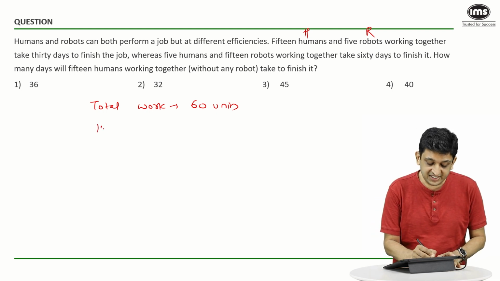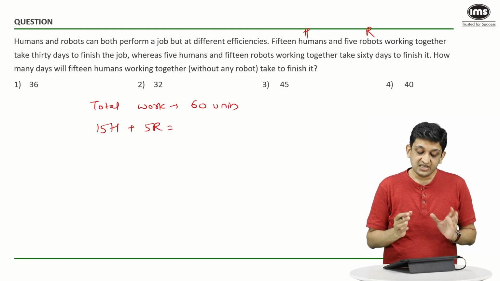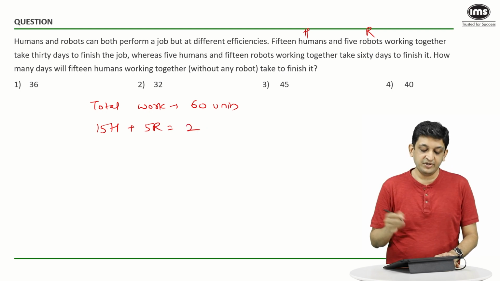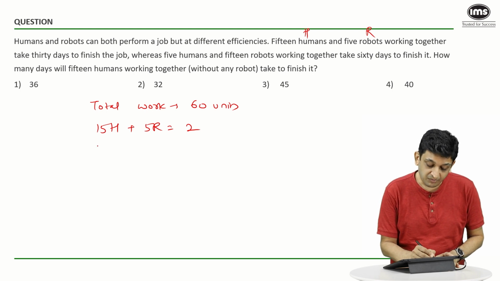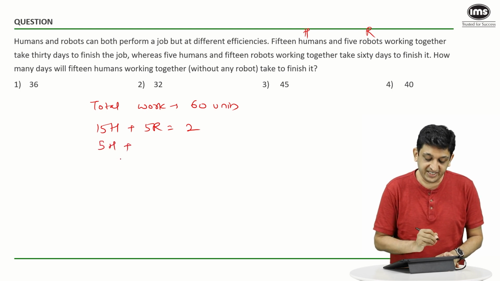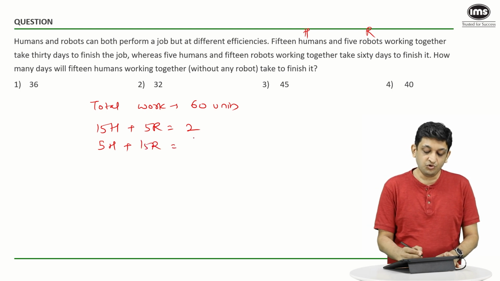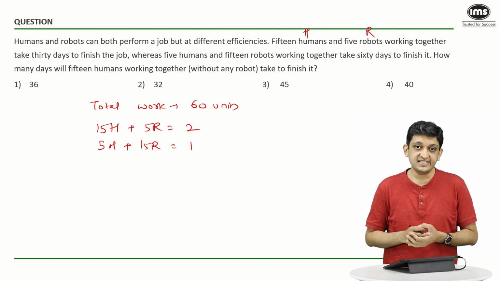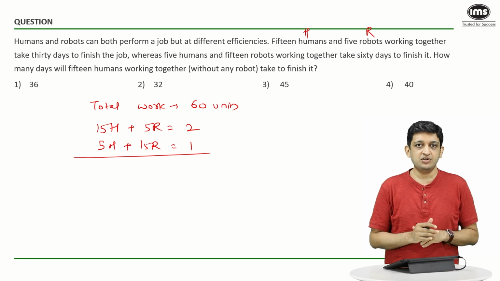We will see that 15h plus 5r is going to be how many units of work per day? 60 units are being done in 30 days, so in one day they will be doing 2 units. In the second case, the number of humans is 5, so 5h plus 15r will give you 1 unit per day because together they are doing the entire job in 60 days. So here you will be able to find the values of h and r.